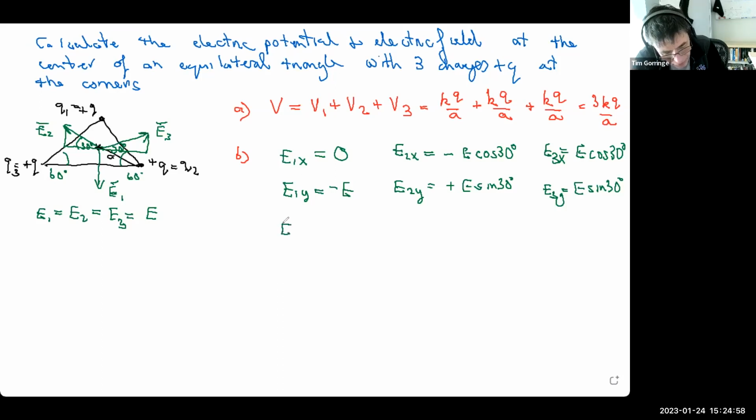So next step is to find the X and Y components of the resulting vector. And to find the X and Y components of the resulting field, we just got to sum up the X and Y components of the individual fields. So for the X component, we've got to add up E1x, E2x, E3x. For the Y component, we've just got to add up E1y, E2y, and E3y.